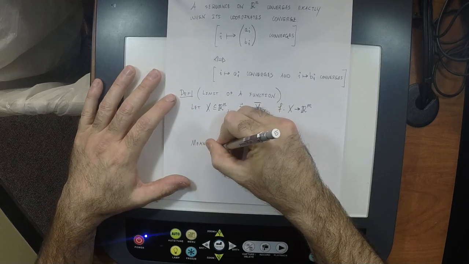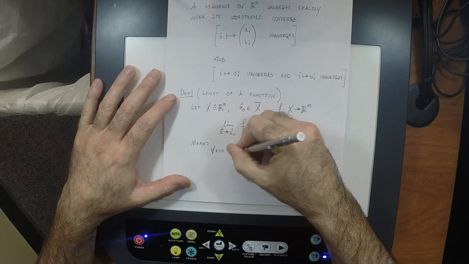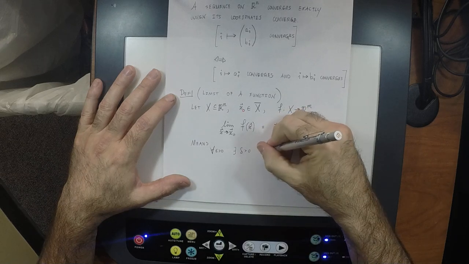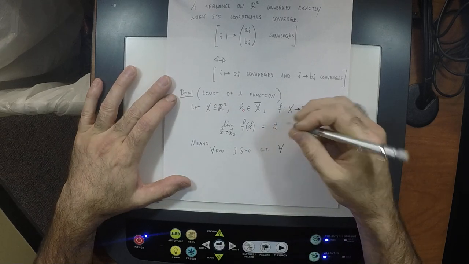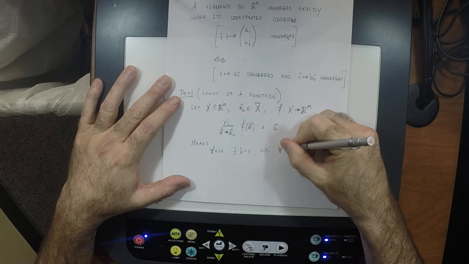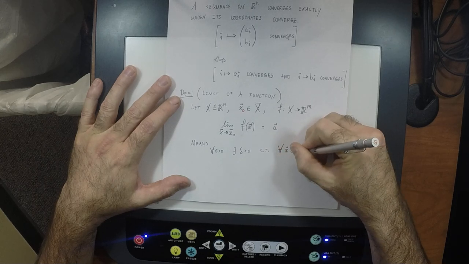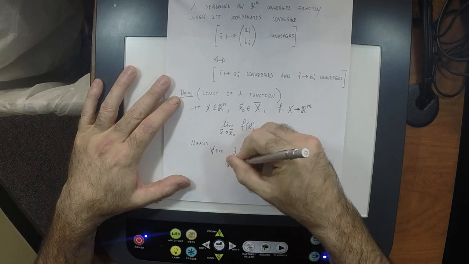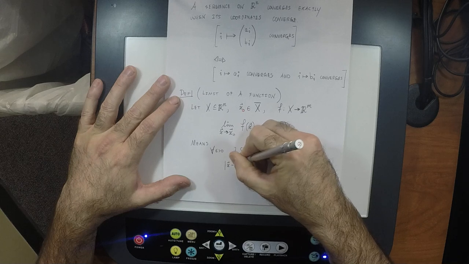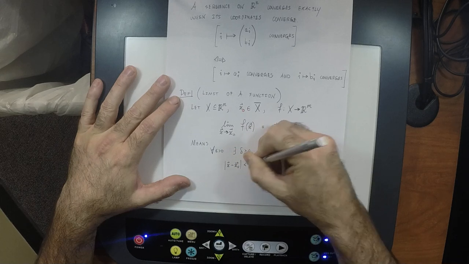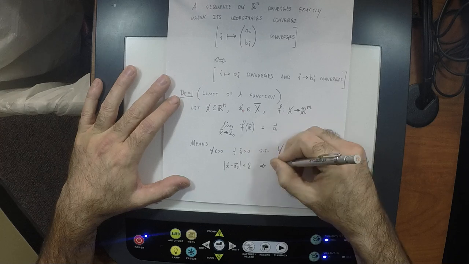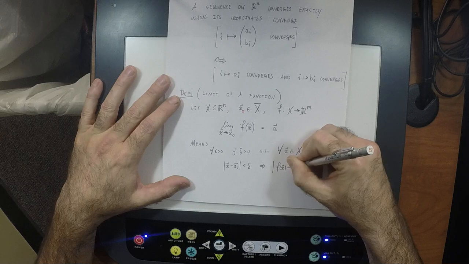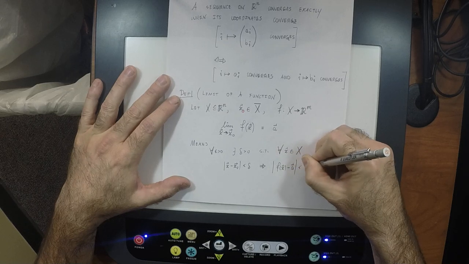means for all epsilon greater than 0, there exists a delta greater than 0, such that for all x in set X, the distance from x to x naught less than delta implies the distance from f of x to A less than epsilon.